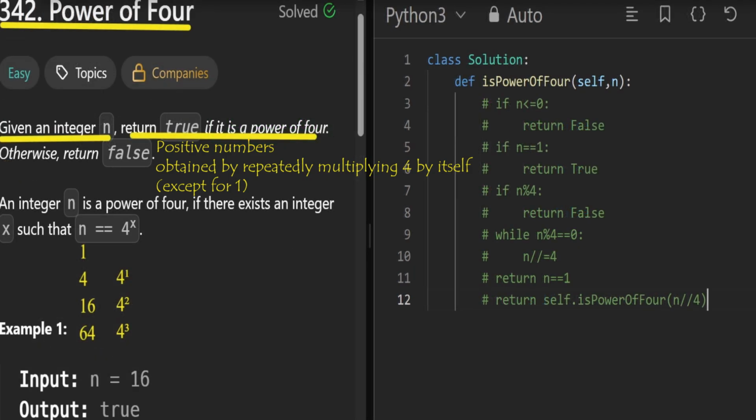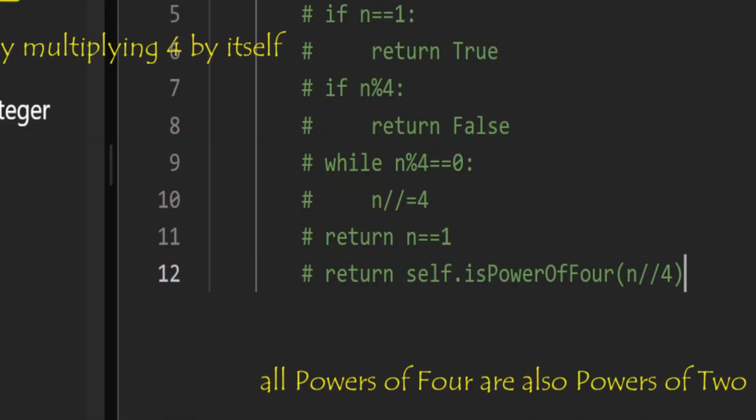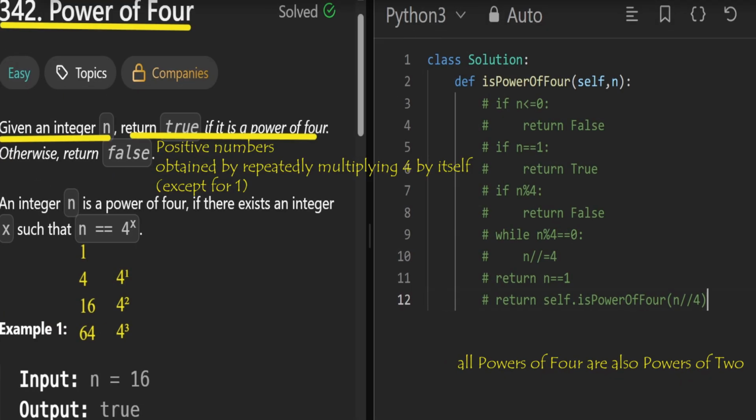Finally, we use a clever mathematical trick powered by bitwise operations. It's lightning fast and skips both loops and recursion. Before we dive into the code, there are 2 key deductions to keep in mind. First, all powers of 4 are also powers of 2. That's because 4 to the power of x equals 2 to the power of 2x, and 2 to the power of 2x is clearly a power of 2.